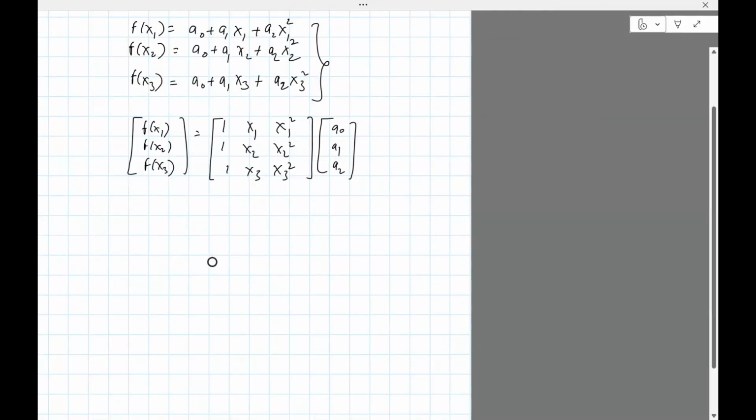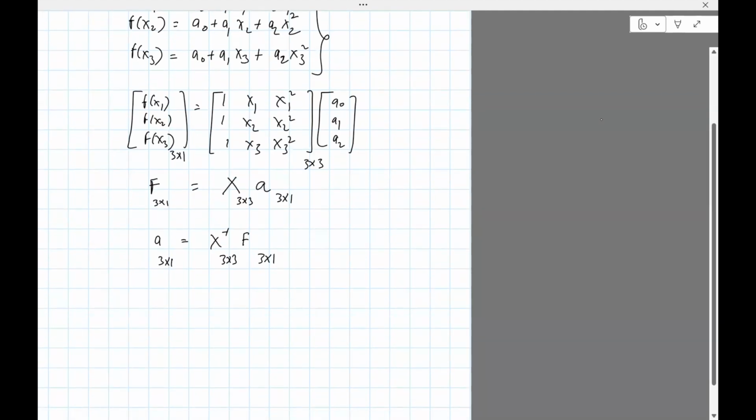So if you write this as, let's call this f, let's call this capital X, and let's call this a, the unknowns. Then if you want to compute the constants a, all you'll do is X inverse f. Remember, the dimensions are 3 cross 1, 3 cross 3, 3 cross 1. So a is X inverse f.